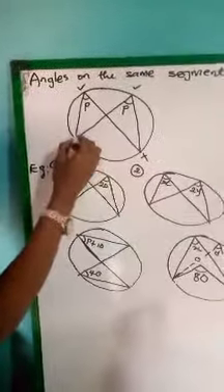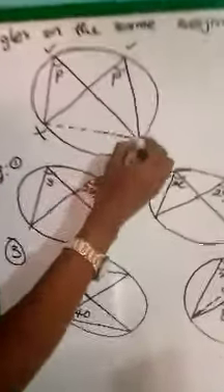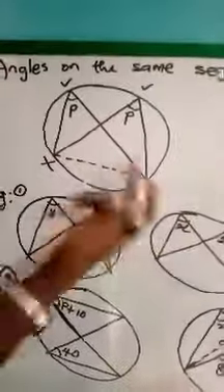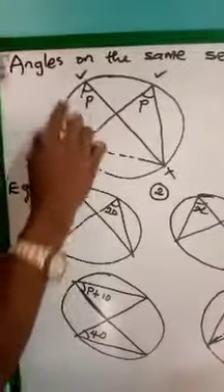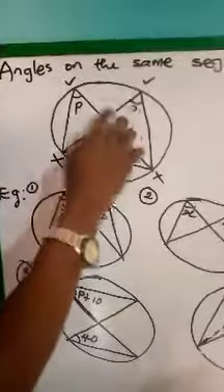That is to say, if I have to join the base like this, it will form two triangles that have exactly the same base. Whenever you have that, you know that what we have is angles on the same segment. They are exactly equal. Whatever is here is here. If here is 20, here is 20.